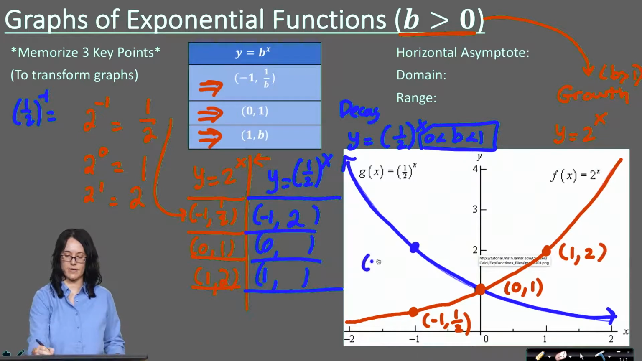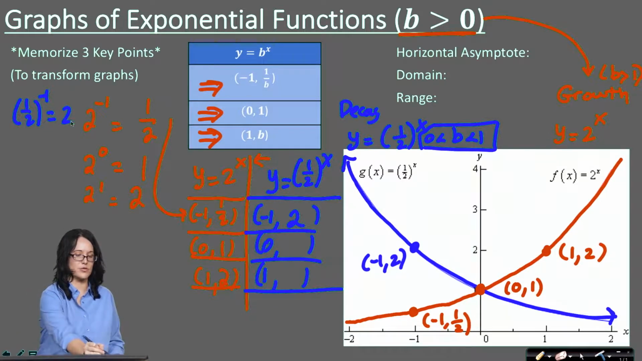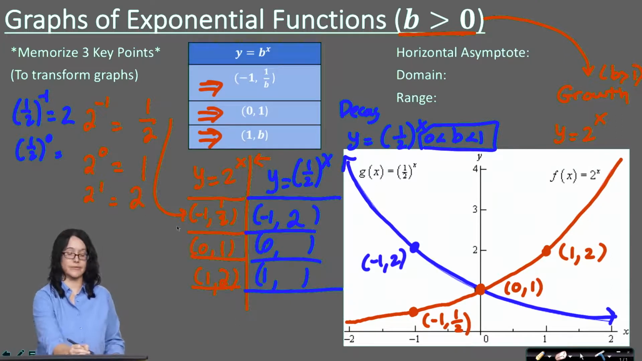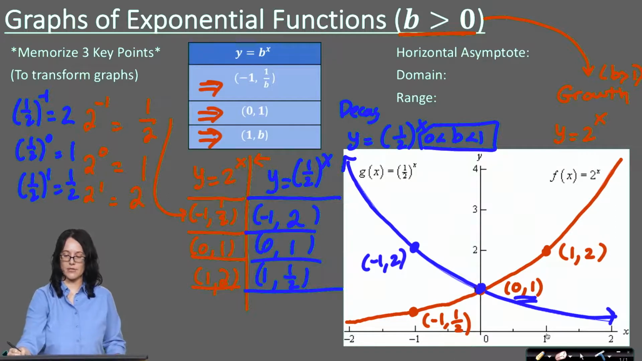That's up here. On the other hand, if you input 0, you would have 1/2 to the 0 power. Anything to the 0 power is 1. So (0, 1) is there. So that's the same point. Don't need to rewrite it. And finally, if you input 1, what happens? That's right. You would have 1/2 to the first power, which is just 1/2. So check out where that is. (1, 1/2), right there.